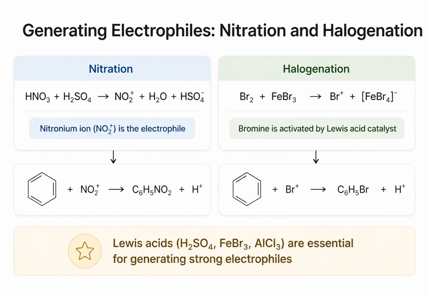The electrophile doesn't just appear on its own, it must be generated. In nitration, sulfuric acid protonates nitric acid to form the nitronium ion, NO2+, which is an extremely powerful electrophile. In halogenation, a Lewis acid like ferric bromide polarizes the Br-Br bond, creating a partial positive charge on bromine. These Lewis acids are crucial because they activate the reagent, making it electrophilic enough to attack the relatively stable benzene ring. Without them, the reaction either doesn't happen or proceeds extremely slowly.